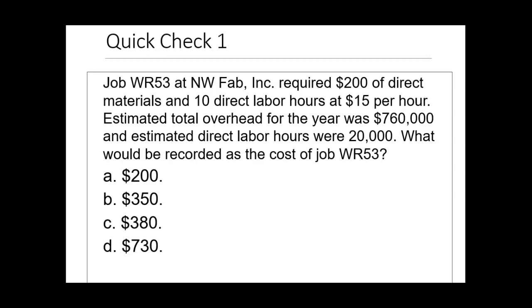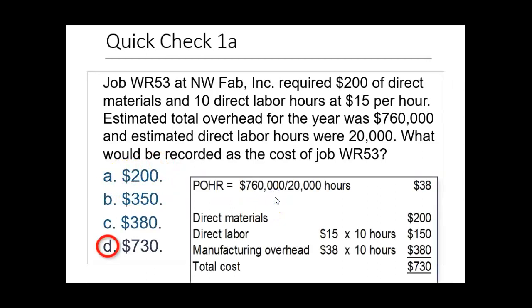So remember that your product cost consists of direct material costs, direct labor costs, and it consists of your manufacturing overhead costs that we're going to assign to each individual job. So first determine what is my predetermined overhead rate. You take the total estimated overhead for the year divided by the total estimated direct labor hours, and that gives us a predetermined overhead rate of $38 per direct labor hour.